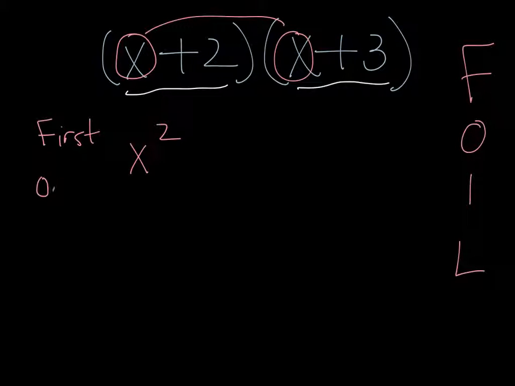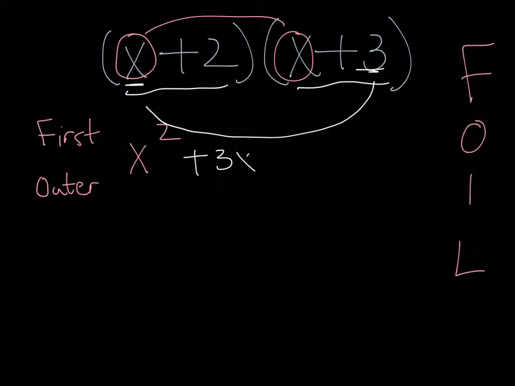Now the O stands for the outer terms. So what I'm going to do is my outer terms of my parentheses are my x and my 3. So I'm going to multiply 3 times x, which is just 3x, and it's positive, so I'm going to put down plus 3x. The I in FOIL stands for inner terms. So when we talk inner terms, we're talking about the innermost terms. So we're talking about these two. So if I take 2 times x, that's positive 2x.